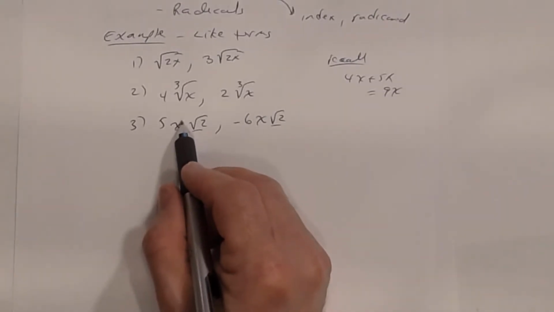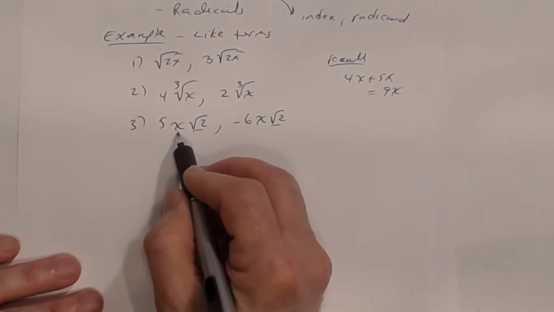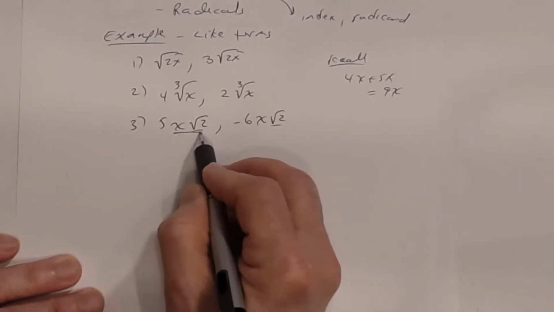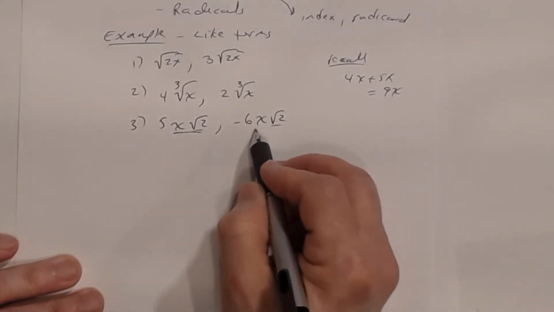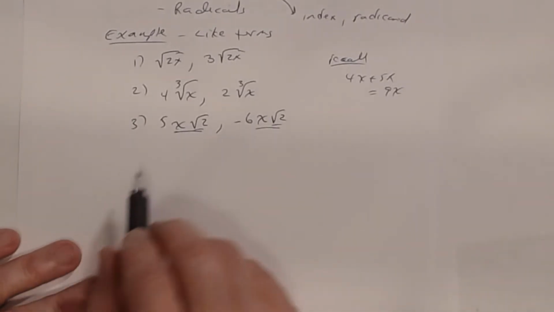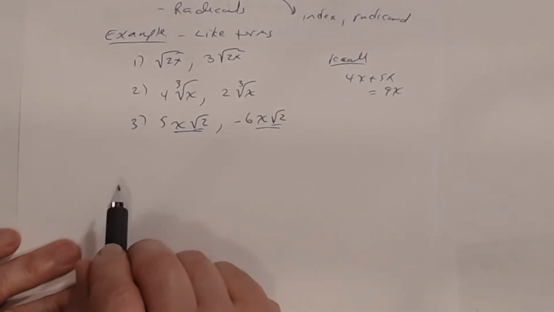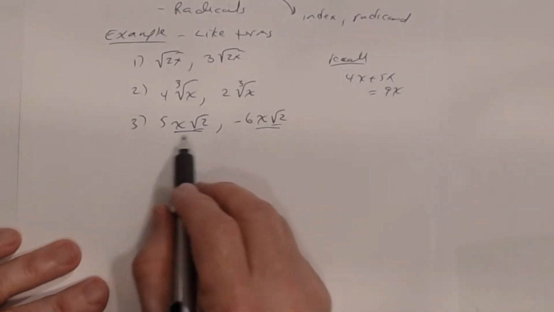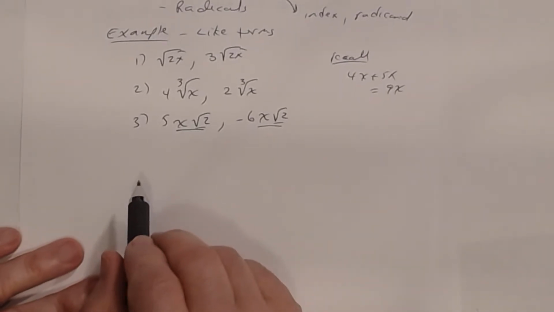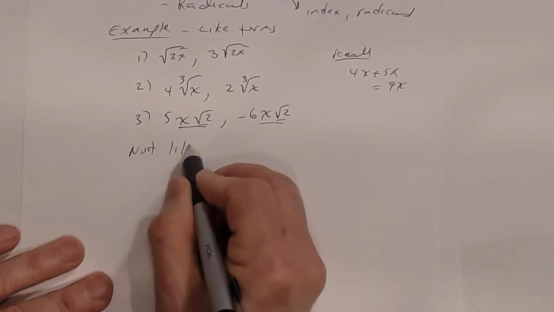You see how this is x to the first and this is x to the first? Since the variable's on the outside, you have to look at x square root of 2 and x square root of 2 and compare those. Since x square root of 2 is the same as x square root of 2, those are like terms. So I have 5 of them and a negative 6. Now, compared with this, these are not like terms.